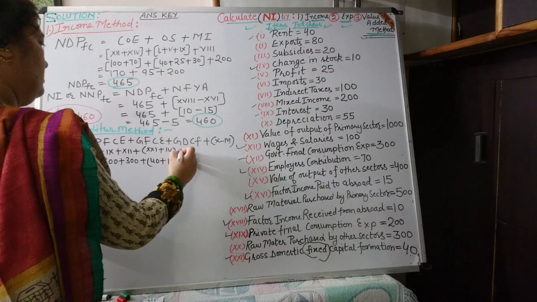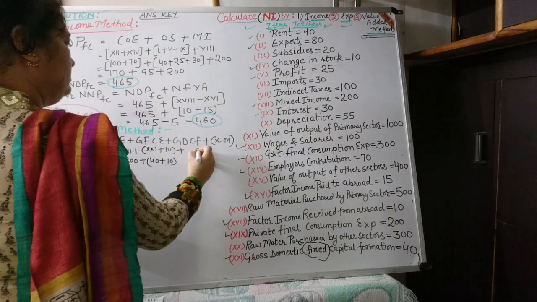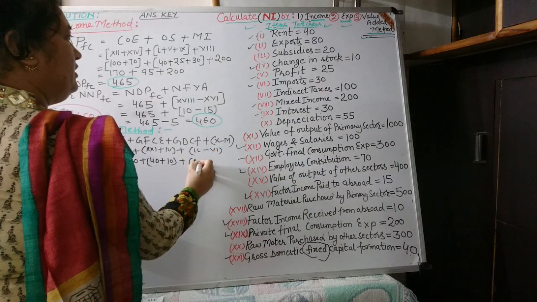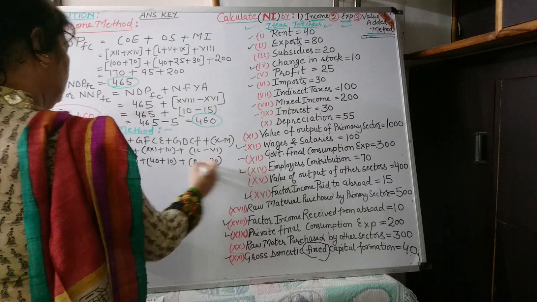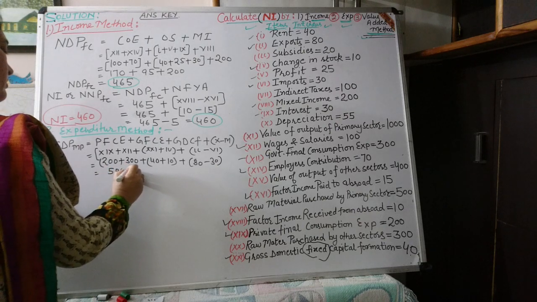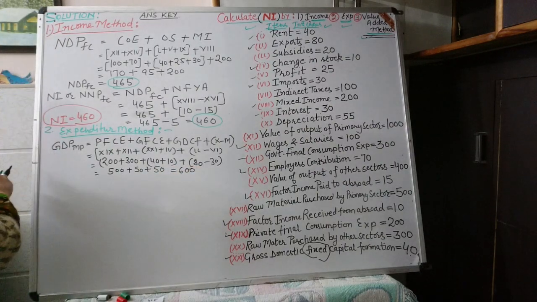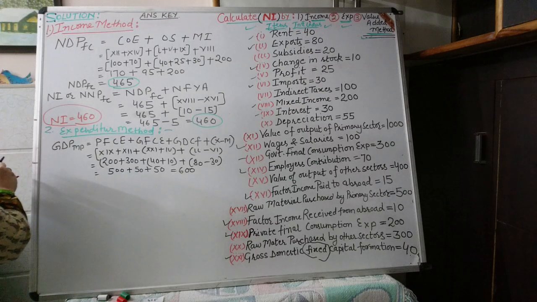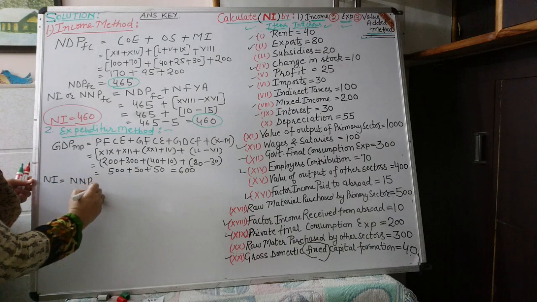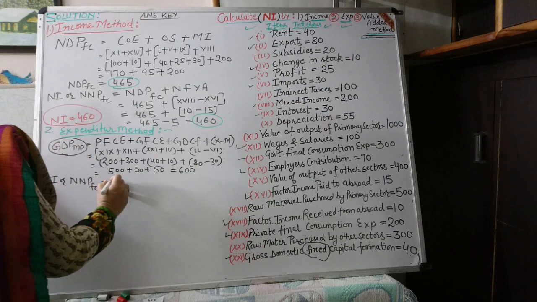Plus exports minus imports. Exports are 80 and imports are minus 30, is equal to 500 plus 50 plus 50 is equal to 600. 600 is the value of GDP at MP, and we have to calculate national income, which is equal to NNP at FC. We have calculated GDP at MP.